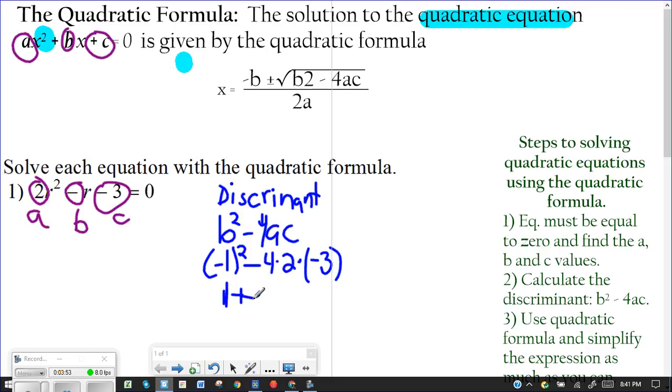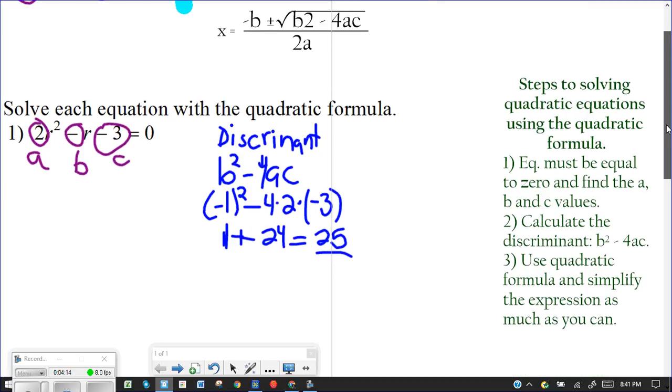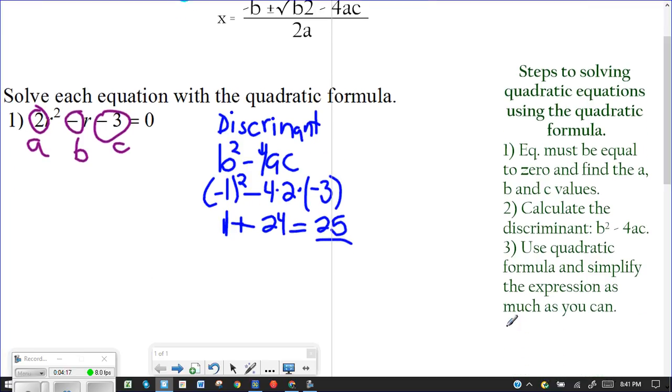Now let's worry about the value. 4 times 2 is 8, and 8 times 3 is 24. So it's 1 plus 24, which will give you 25. So I found my discriminant for this problem. The discriminant is 25. Now step number 3, use the quadratic formula and simplify the expression as much as possible.